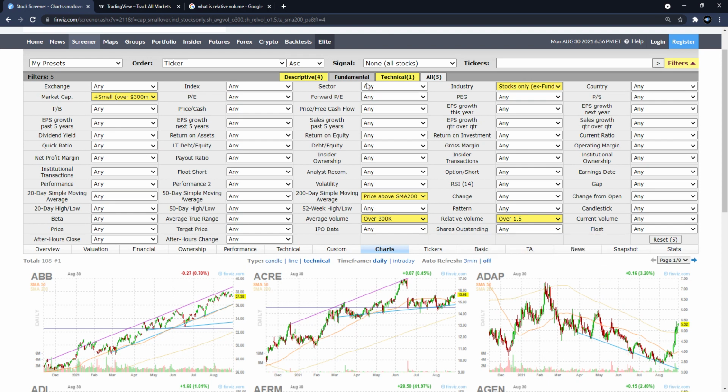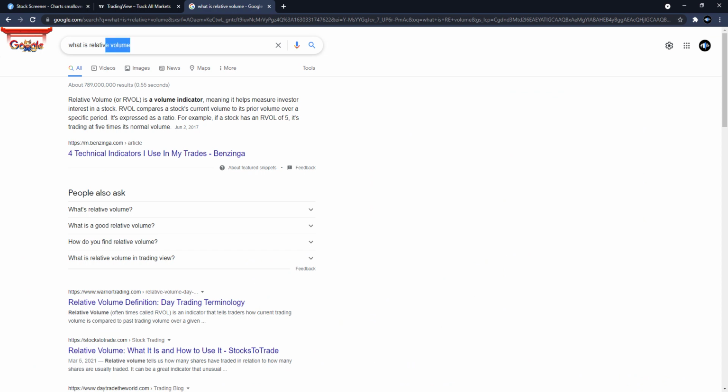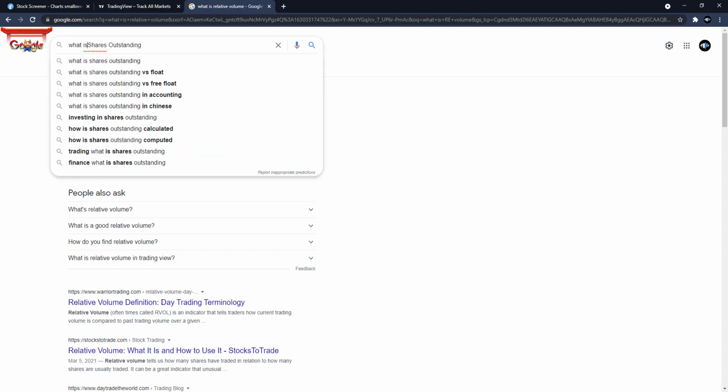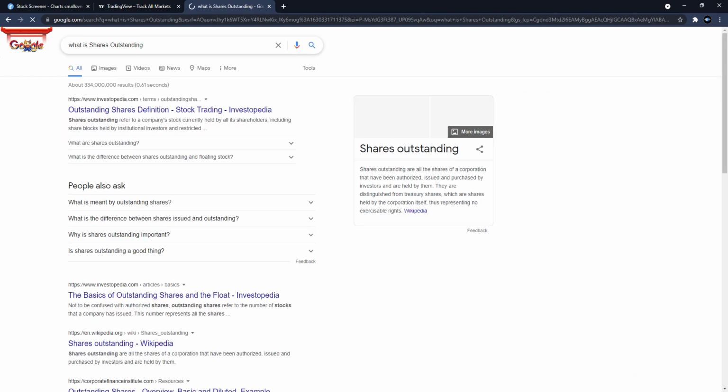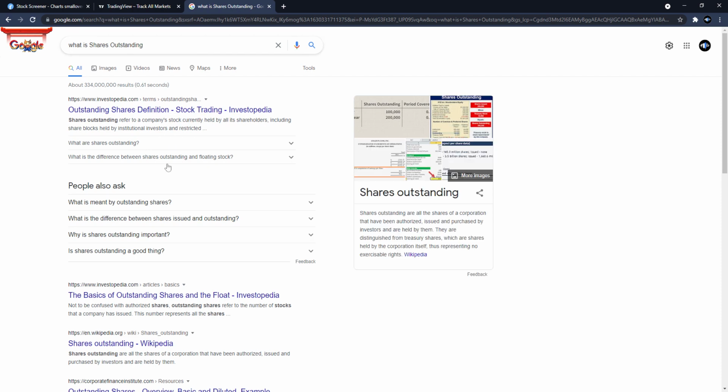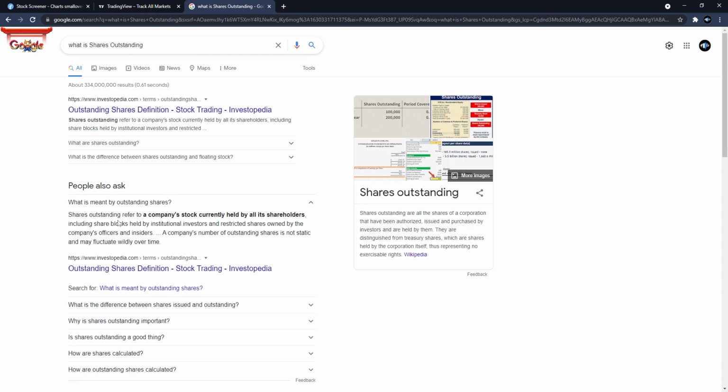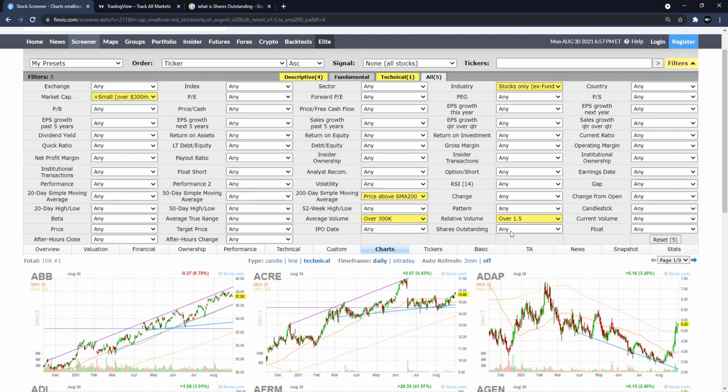So what are shares outstanding? Shares outstanding refer to a company's stocks currently held by all its shareholders, like institutions, the share blocks held by institutional investors, and restricted shares owned by the company's officers and insiders. Okay, so that's about the outstanding shares. What we want to fill in right here is under 100 million.